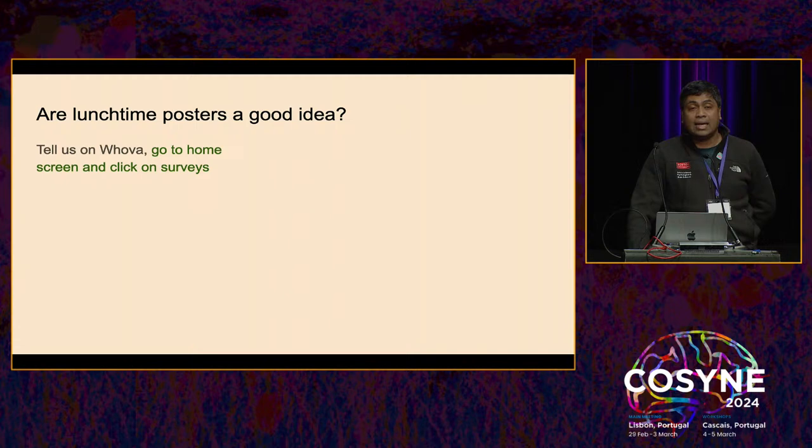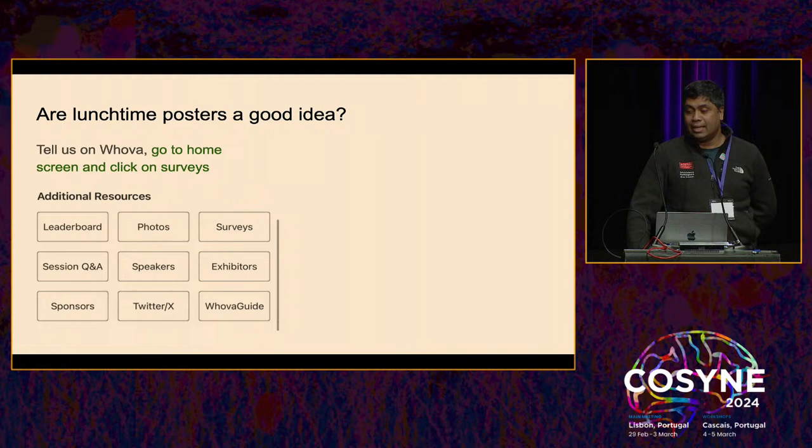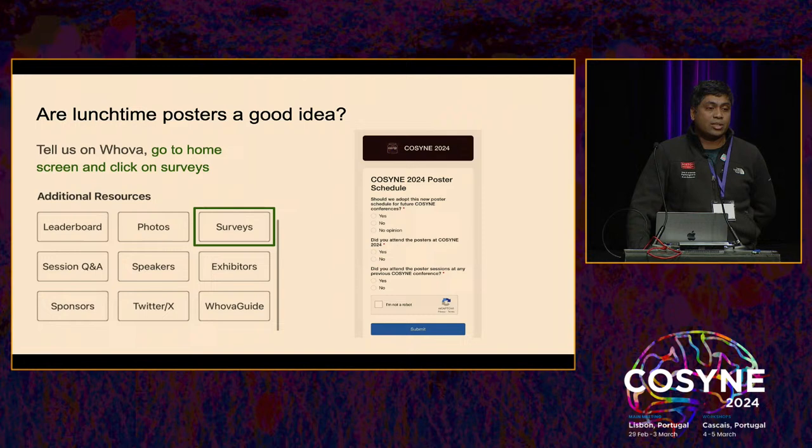Go to your HOVA app, I hope I'm pronouncing that right, and you can find the surveys on the main homepage of the app. There's a little button called Surveys. Click that, and then please answer these questions for us. This will help us plan future meetings and how to organize them. And remember, you all make Cosyne. The EC and all the program chairs and everyone, we only act on what you want to do, and then we try to use our own judgment. So please help us out, okay?